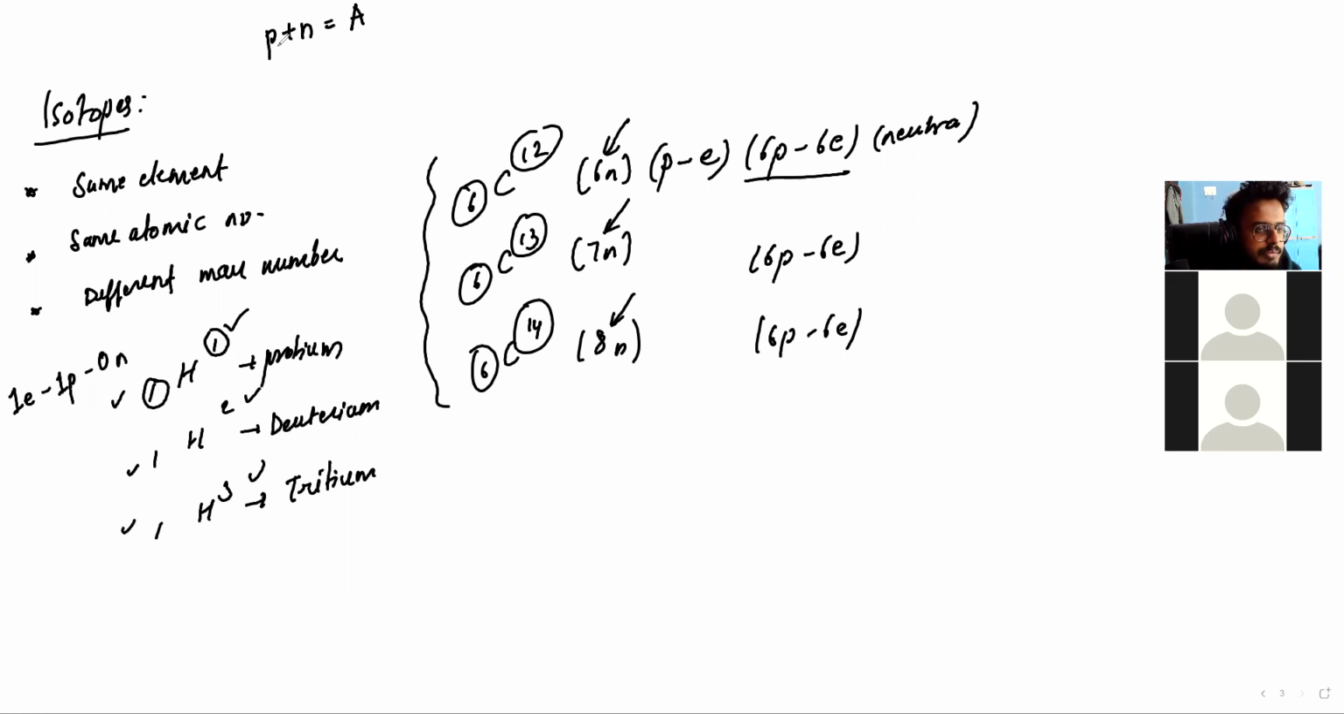Okay, so mass number is proton plus neutron. So now we know that mass number is 1 and number of proton is also 1. So number of neutron is 0. So 1 electron, 1 proton, 0 neutron.